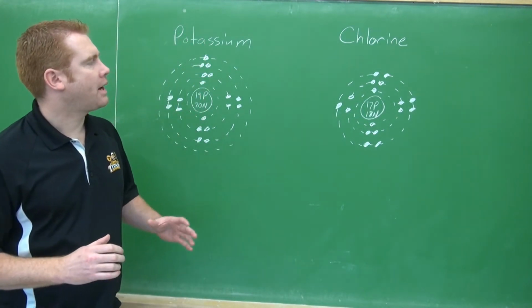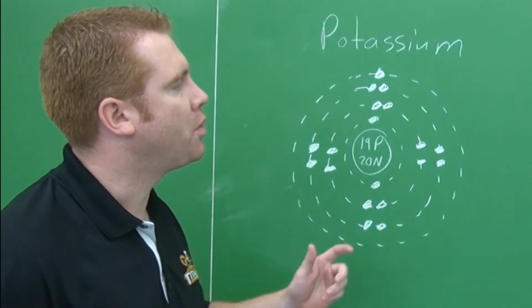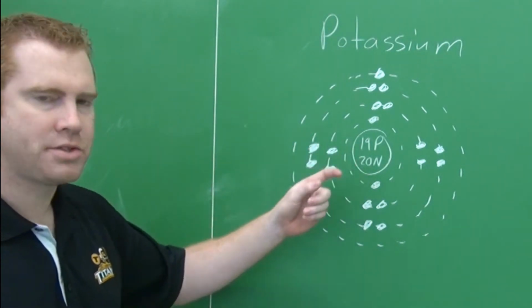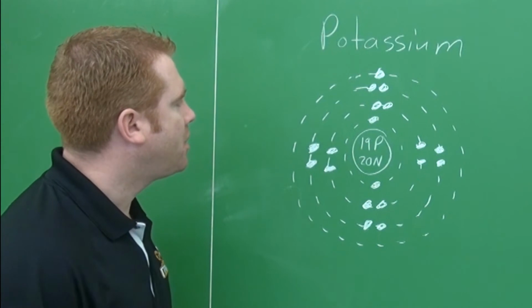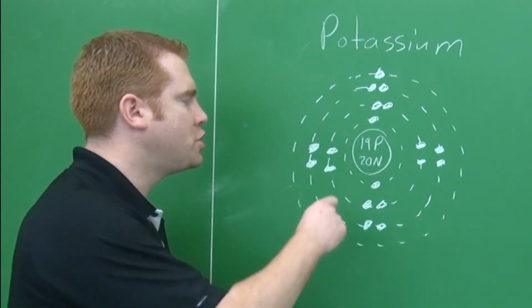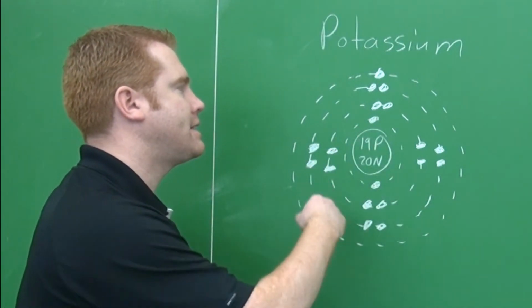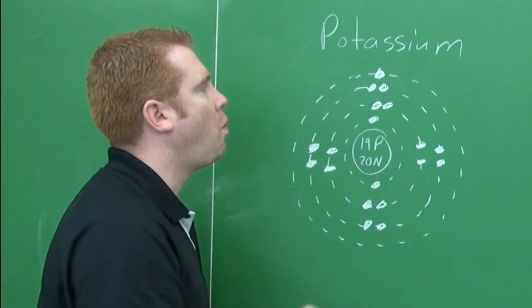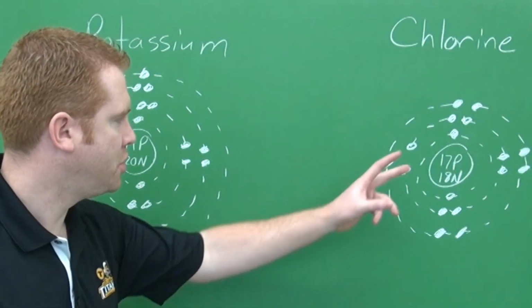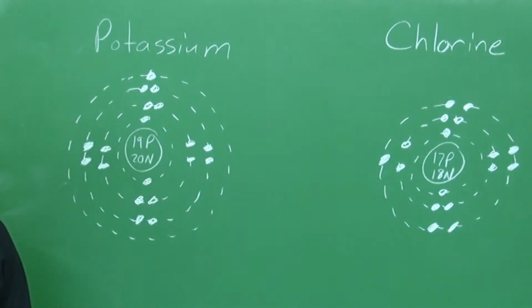So if we look back at our Bohr-Rutherford diagrams, here we have a Bohr-Rutherford diagram for potassium and one for chlorine. You can see that potassium has 19 protons and 20 neutrons in the nucleus, and then we have a series of orbits. We have our electrons. We'll recall that we have 2 electrons in our first orbit, which is as many as it can hold, 8 in the second, 8 in the third, and then it's got 1 in the fourth orbit. Chlorine has 2 in the first, 8 in the second, and then it has 7 in the outer orbit.